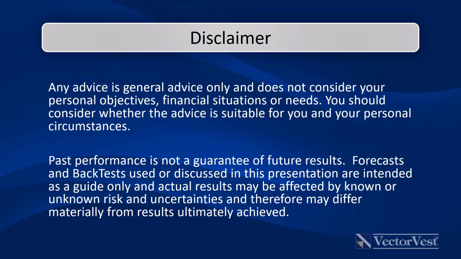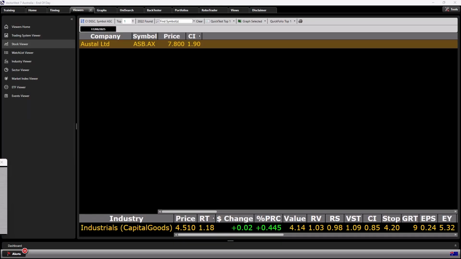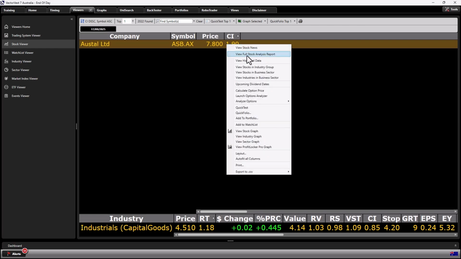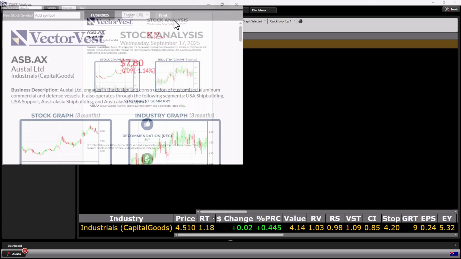Right, with that said, I'm going to jump straight in here, cut straight to the chase. So I'm in VectorVest here. I'm in the Viewers tab. I've gone to Stock Viewer. And within Stock Viewer here, I've sorted all the stocks, just showing the top one for now in VectorVest by this indicator called CI. If I right click here, view full stock analysis report, I'll give you the exact definition.